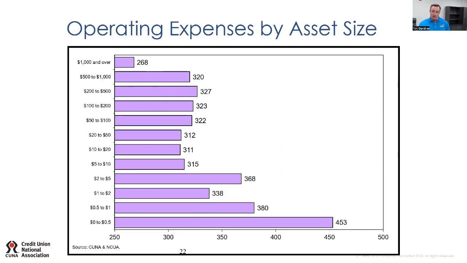And this is economies of scale. So as a percentage of average assets, credit unions that are more than $1 billion in assets, the operating expense ratio or non-interest expense ratio is a lot lower than all other asset classes for us in credit unions. And that's what becoming efficient looks like.